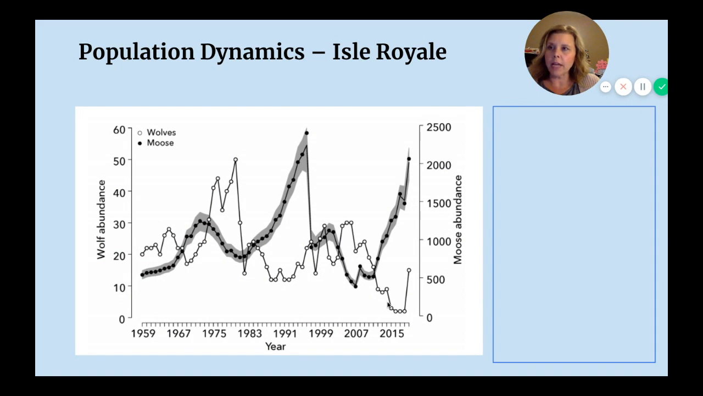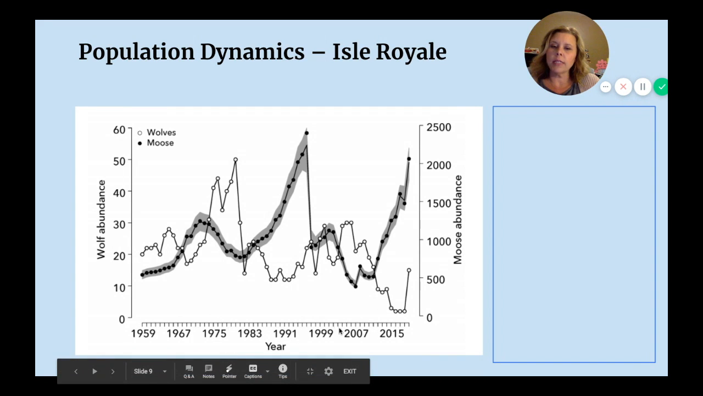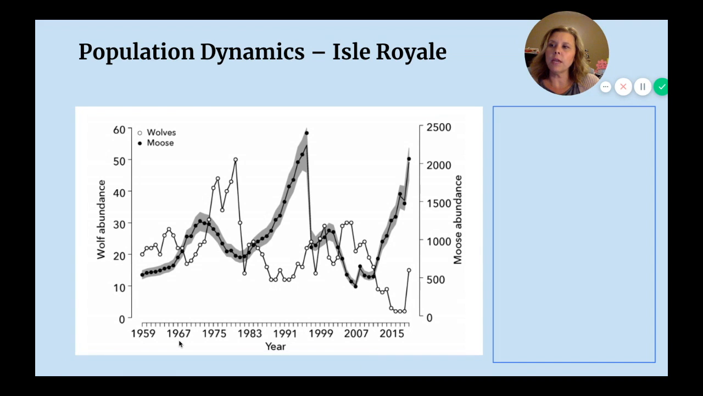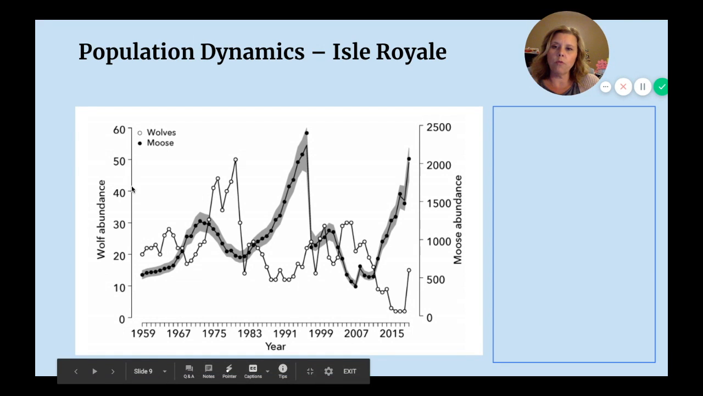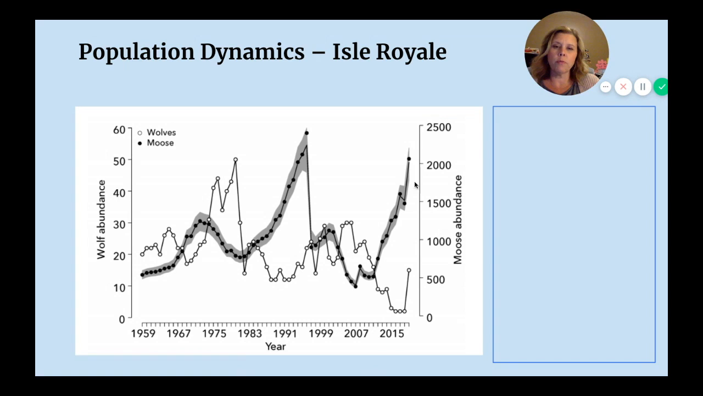First of all, the data is portrayed in a graph where the years are across the x-axis. Notice that we have two scales for the data graphed on the y. The scale on the left is the measure of wolf abundance, while the scale on the right is the measure of moose abundance. So, why two different scales? Pause for just a moment and think about your answer to that question.